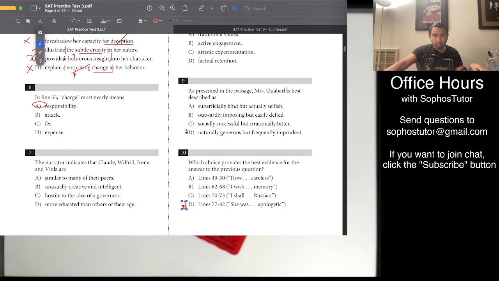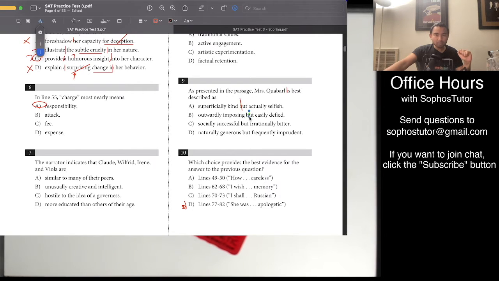Okay. Is she superficially kind? Again, there are two words here. Kind is the modifier. Superficially is modifying kind. Is Ms. Quarbarl kind? I don't think so in the passage, right? She says he's autocratic. So I don't think kind is the first word that comes up.